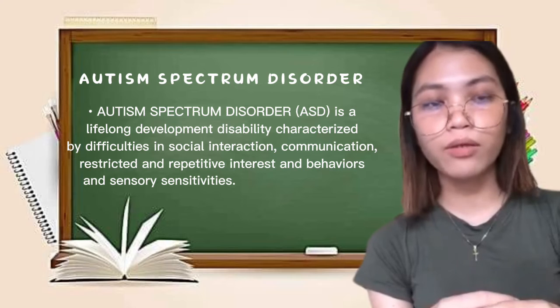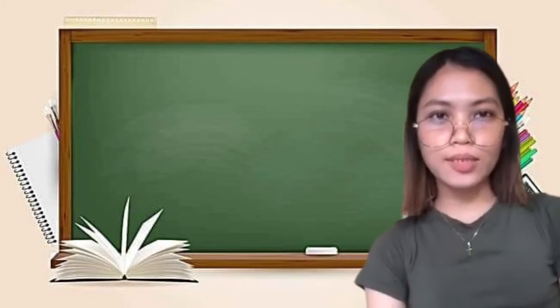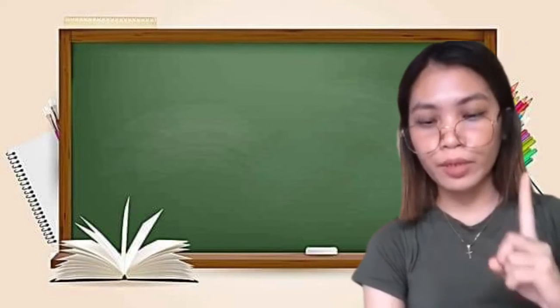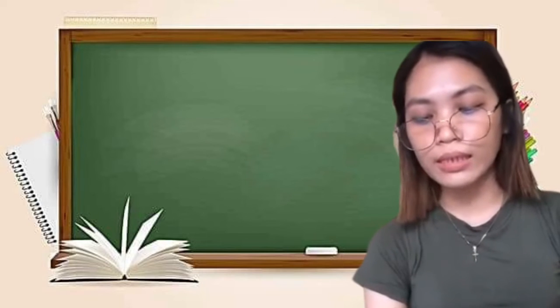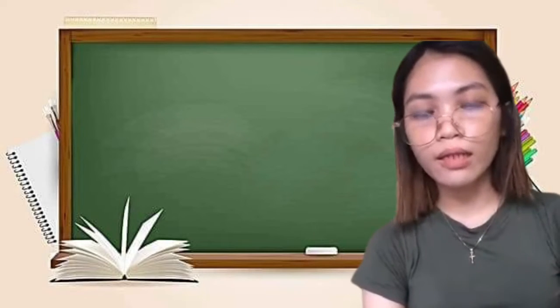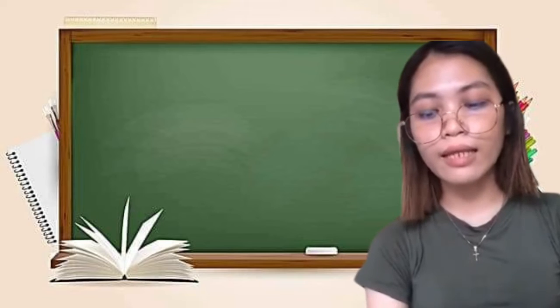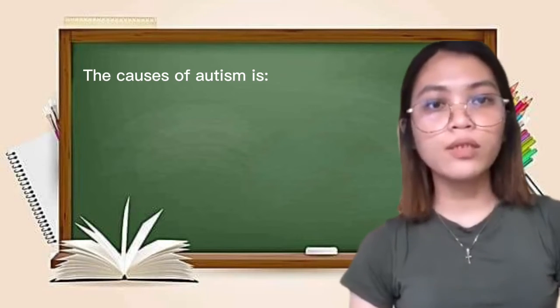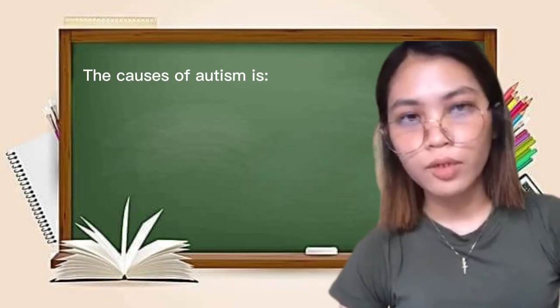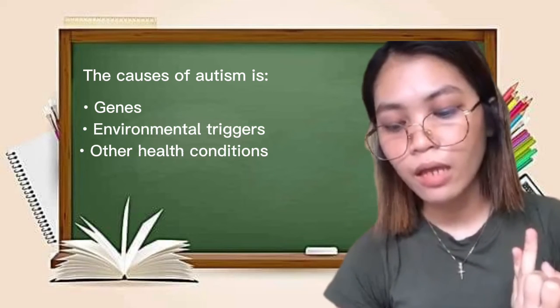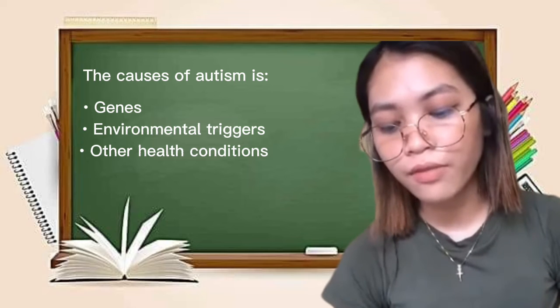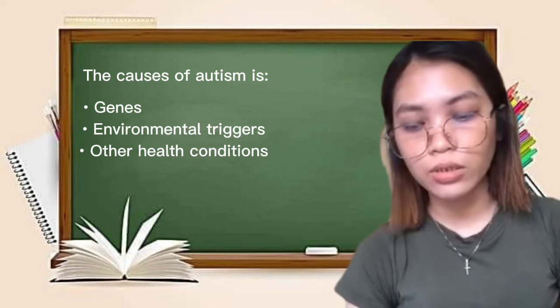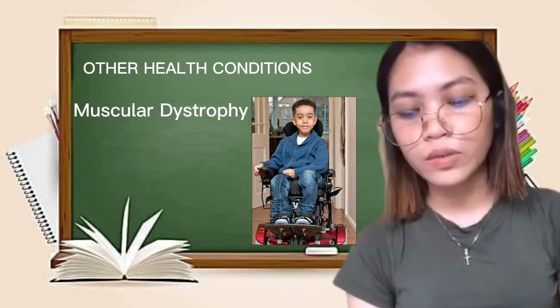repetitive patterns of behavior. There are three main symptoms of autism. First, delayed language skills. Second, delayed movement skills. And lastly, delayed cognitive or learning skills. The causes of autism are: first, genes; second, environmental triggers; and third, other health conditions such as muscular dystrophy.